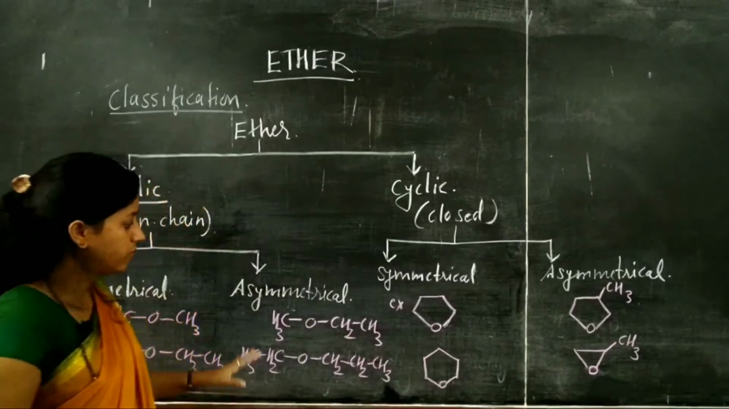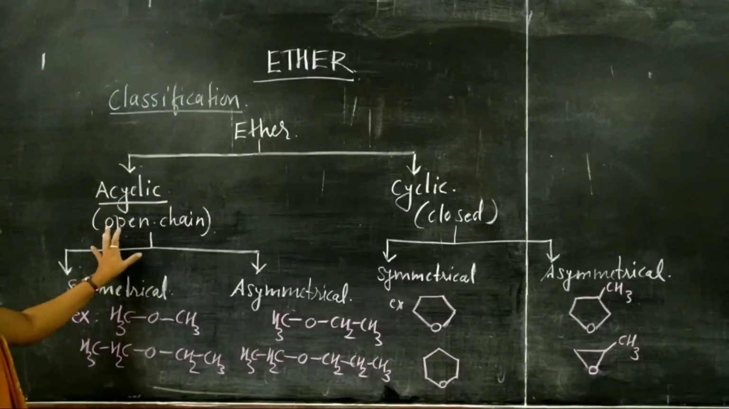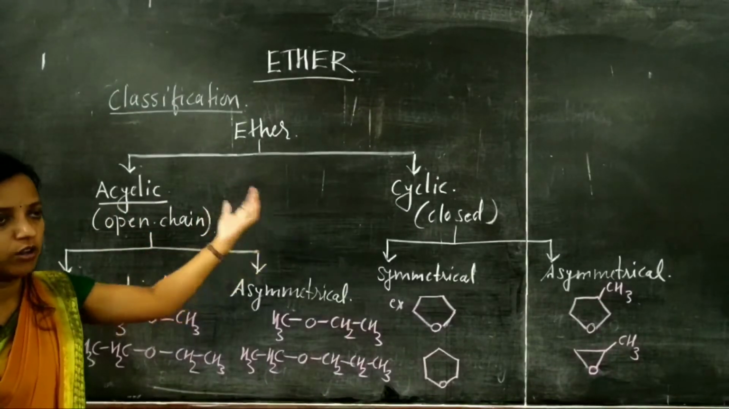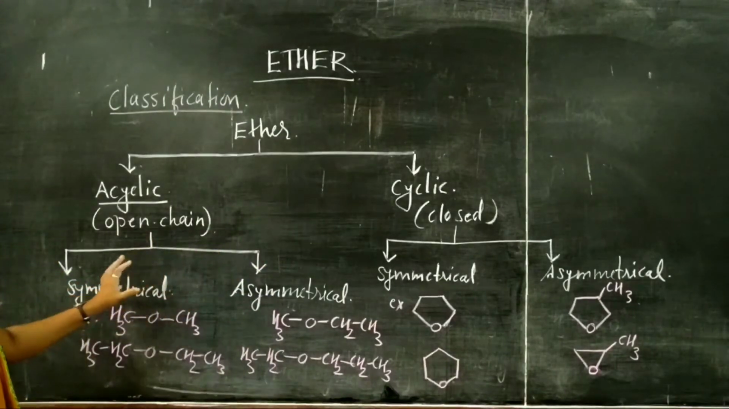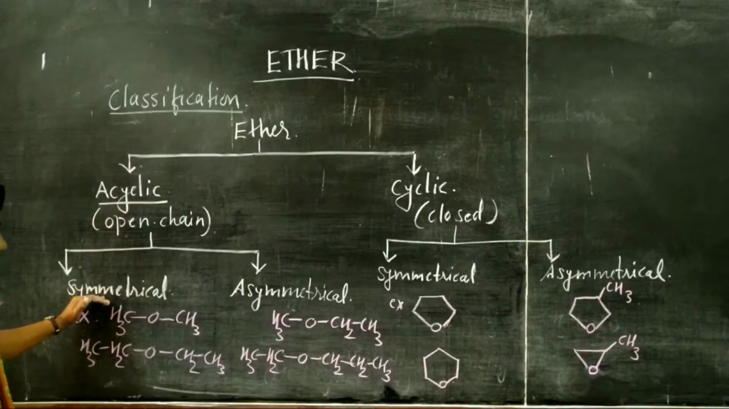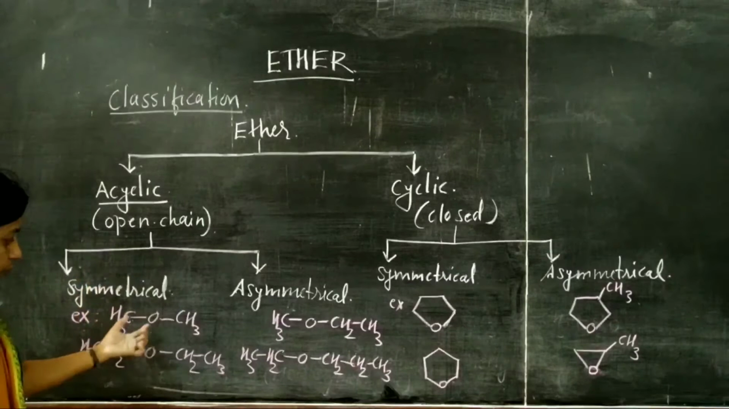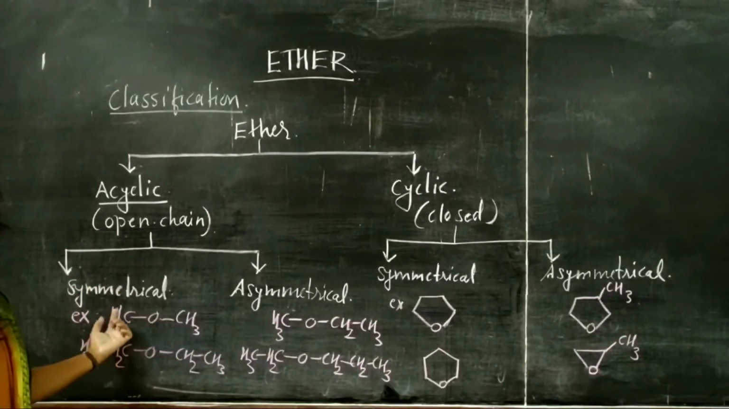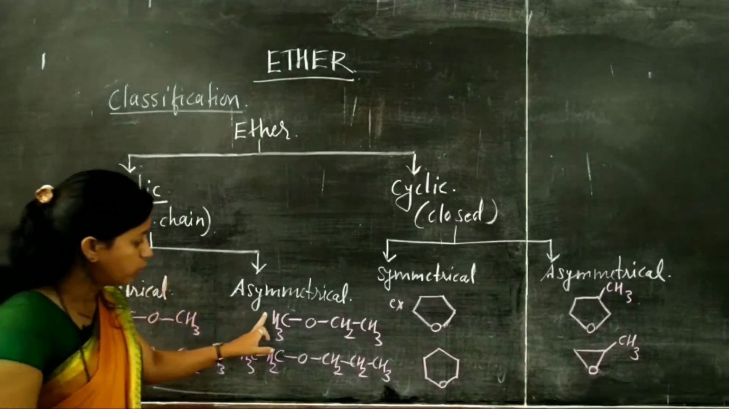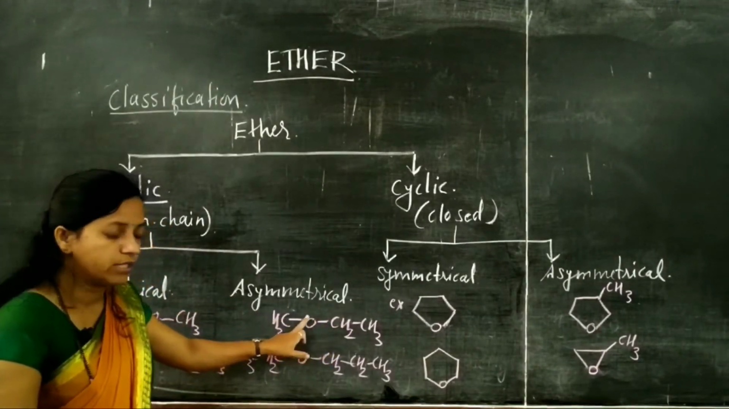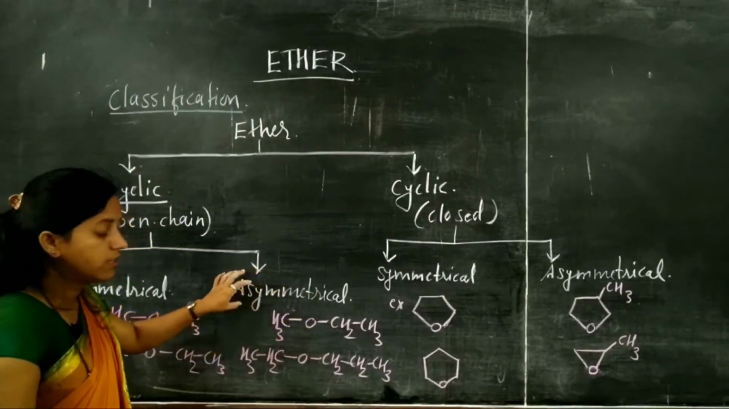So here ether is classified into acyclic and cyclic. Acyclic means open chain ethers and cyclic means closed, or it will have a ring structure. So these are closed chain ethers. Now here again it is divided into symmetrical and asymmetrical. Symmetrical means what? When the two groups present on either side of this oxygen are identical, then it is called symmetrical ether. When the two groups attached to either side of this oxygen are not identical, meaning they are different, then it is called asymmetrical.